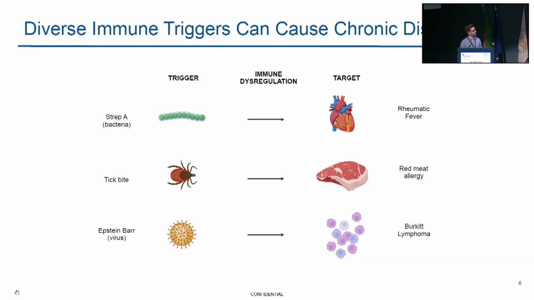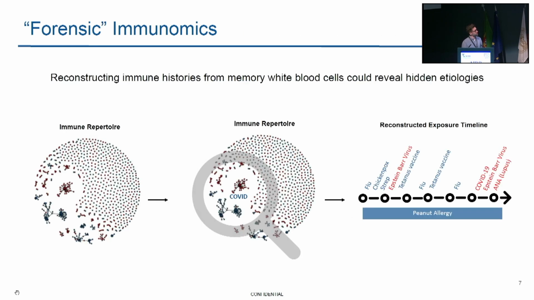You can think of this as there are many examples. I show 3 very famous trigger-target relationships, for which we would like to develop tools to link trigger to target on the immune memory level. So we want to use forensic immunology tools to reconstruct immune histories, to reveal hidden etiologies by focusing mainly on the immune repertoire.